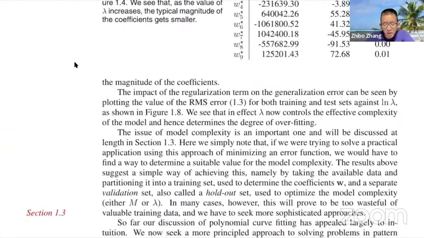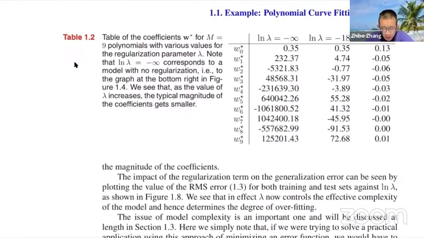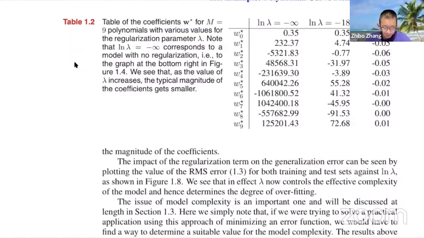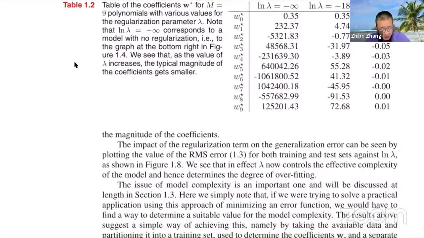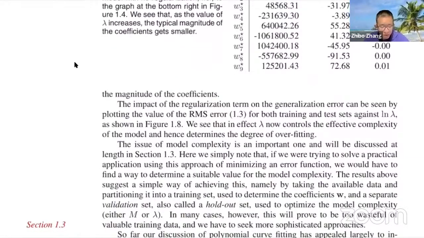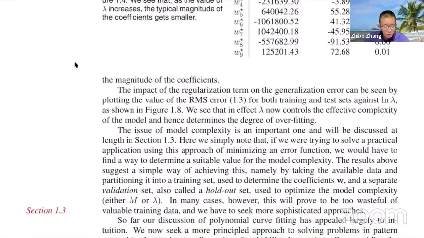The impact of the regularization term on the generalization error can be seen by plotting the value of the RMS error for both training and test sets against log lambda, as shown here in Figure 1.8. We see that in effect, lambda now controls the effective complexity of the model, and hence determines the degree of overfitting. The issue of model complexity is an important one and will be discussed at length in section 1.3. Here, we simply note that if we were trying to solve a practical application using this approach of minimizing an error function, we would have to find a way to determine a suitable value for the model complexity.